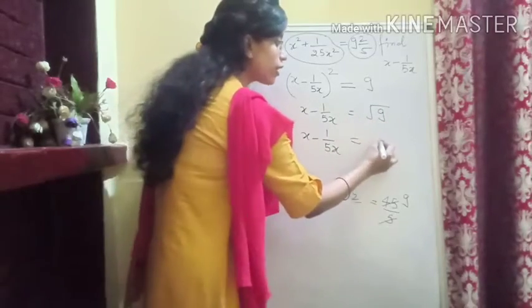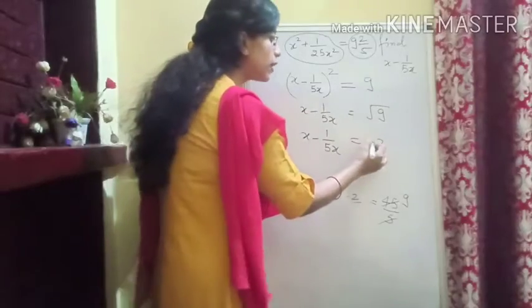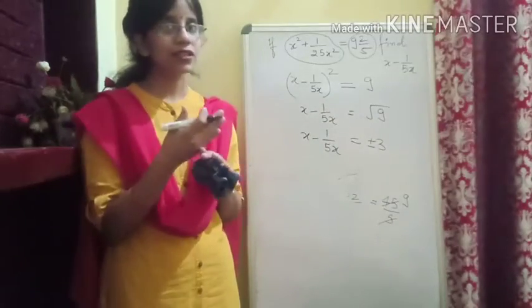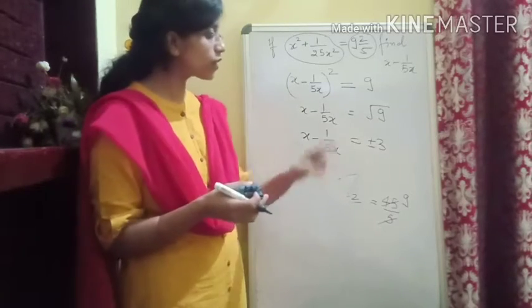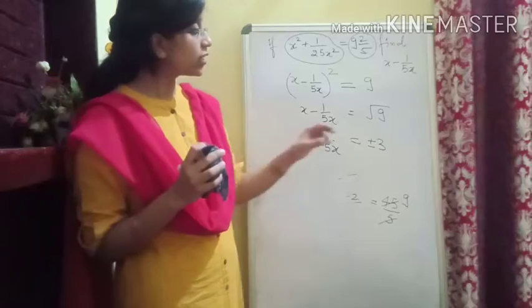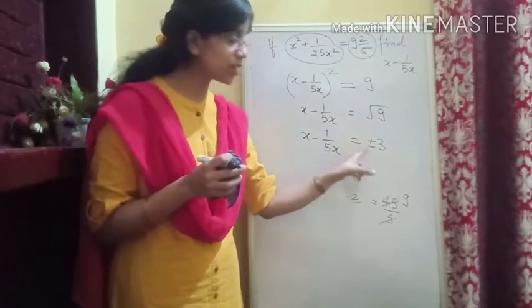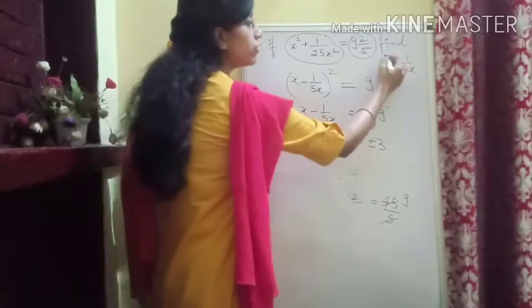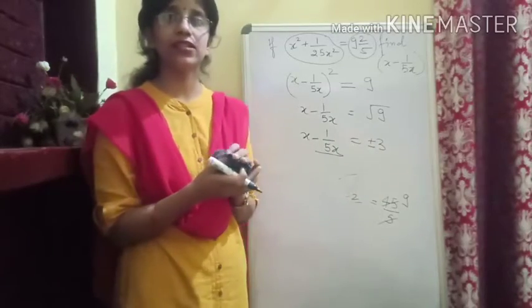But do we write 3 only, or do we write plus minus 3? We will write plus minus 3, because whether you square plus 3 it gives you 9, or you square minus 3 it gives you 9. That's why whenever we take a square root, we always write the answer with plus and minus. So this is your answer: we were supposed to calculate this, and we have calculated the value as plus minus 3.